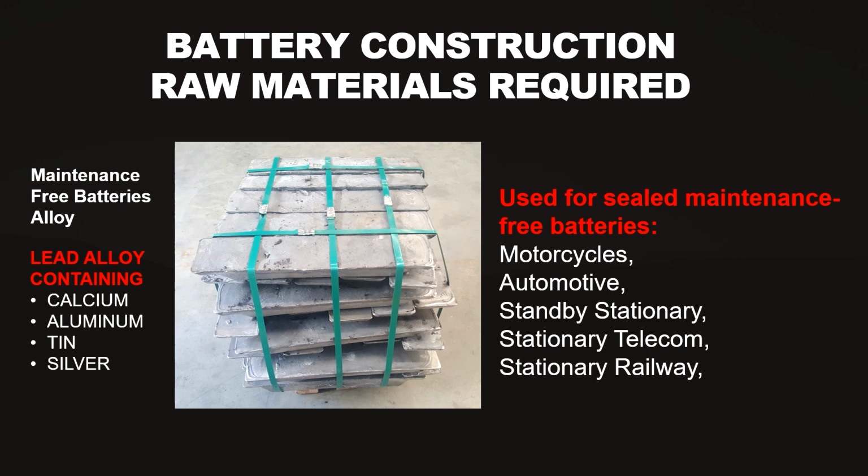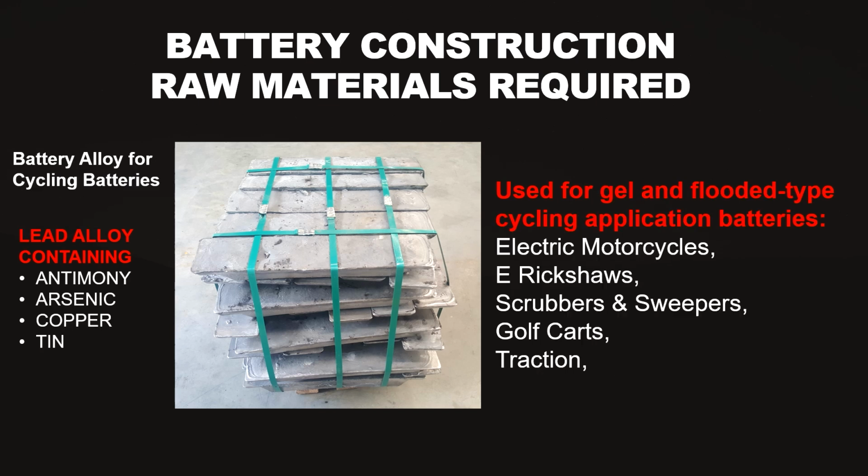Generally, the positive grids are composed of a different material and the negative grids are composed of a different material. At times, people use a hybrid alloy in maintenance-free batteries where they sometimes use the lead selenium alloy for one electrode and the lead calcium alloy for the other electrode. Let us proceed to the next slide.